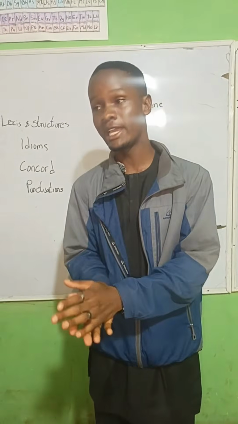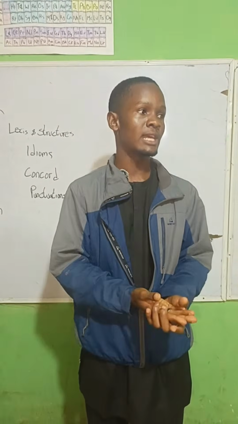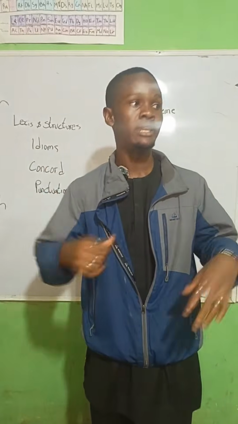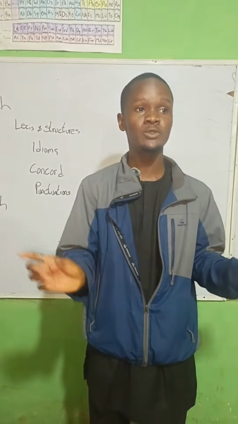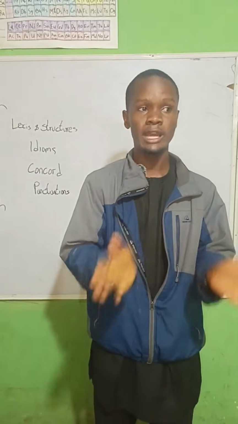Smallest and simplest meaningful unit. The next one is what? Words. Words are what? One or more sounds used to represent an idea. While the next one is what? Phrases. A small group of words that does not possess what? A finite verb. Very important to note. Finite verb is the key word in that definition.